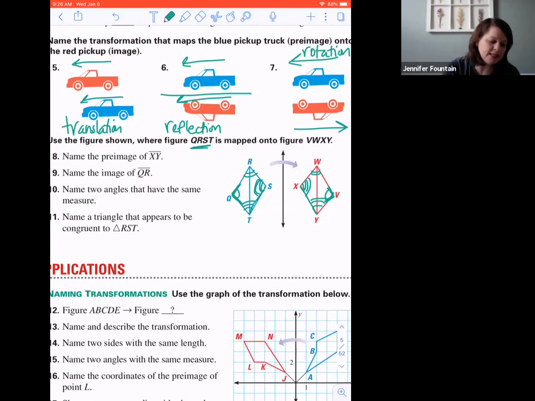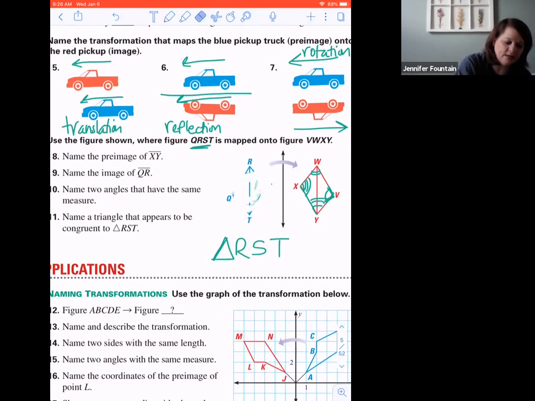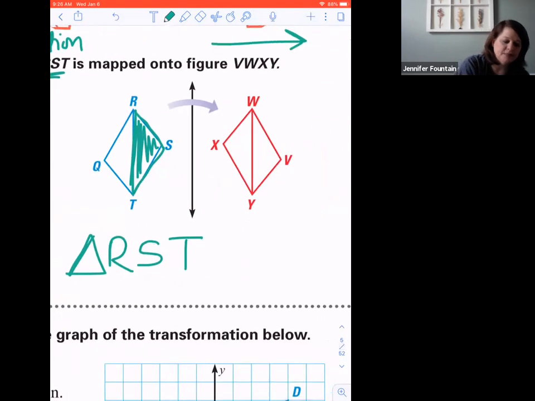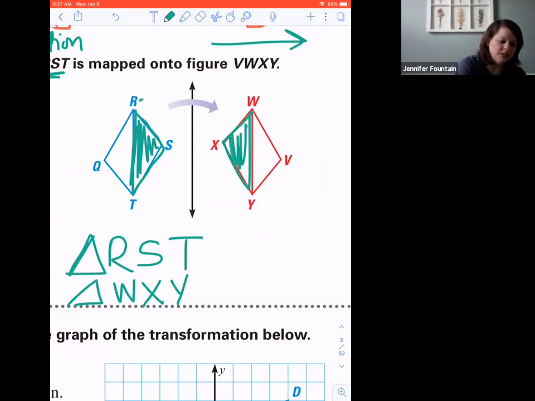That is just fine. And then it says name a triangle that appears to be congruent to triangle RST. So if I'm looking at triangle RST, I'm looking at this triangle right here, then that means that's going to correspond with triangle WXY. Notice I went from R to S, then to T. So I went W, X, Y. Any questions?